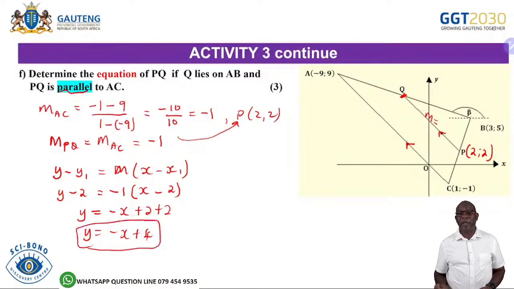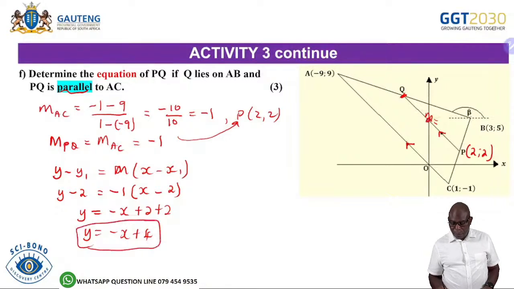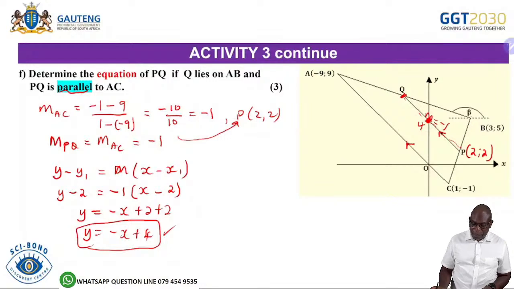Now I want to check on my sketch if I'm correct. I go to my graph, my sketch. I know that my y-intercept will be at 4. My gradient is -1, which is negative. The graph is decreasing, so we've got a -1. So I know now that I am correct. Okay, right.